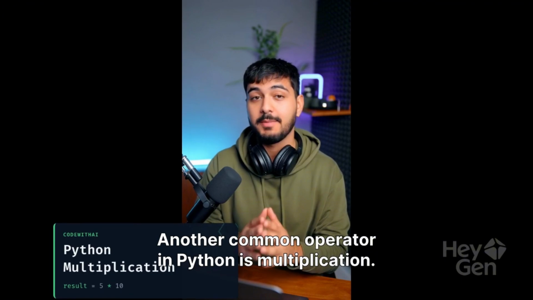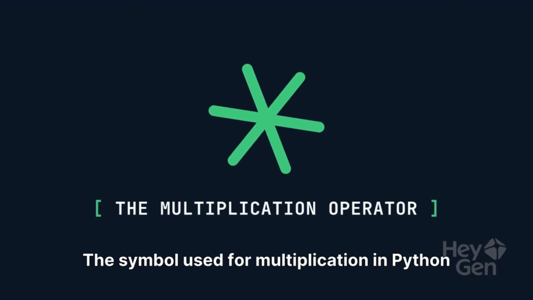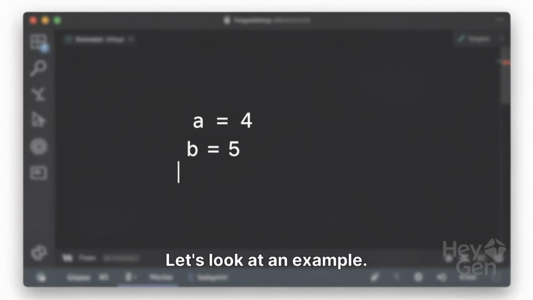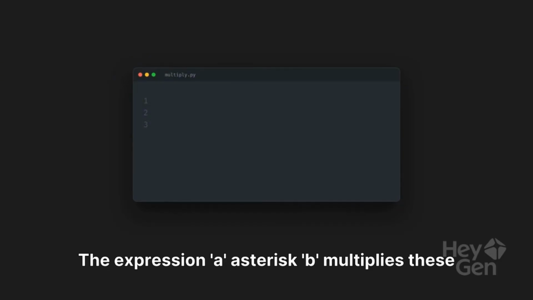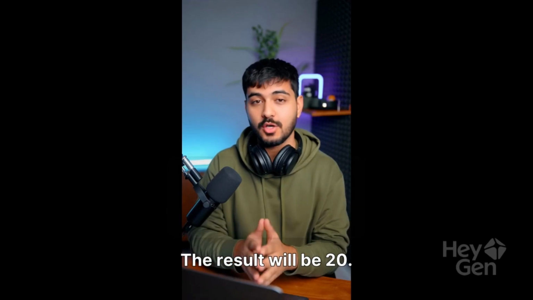Another common operator in Python is multiplication. The symbol used for multiplication in Python is the asterisk. Let's look at an example. We'll set the variable a to 4 and b to 5. The expression a asterisk b multiplies these two values and stores them in result. The result will be 20.